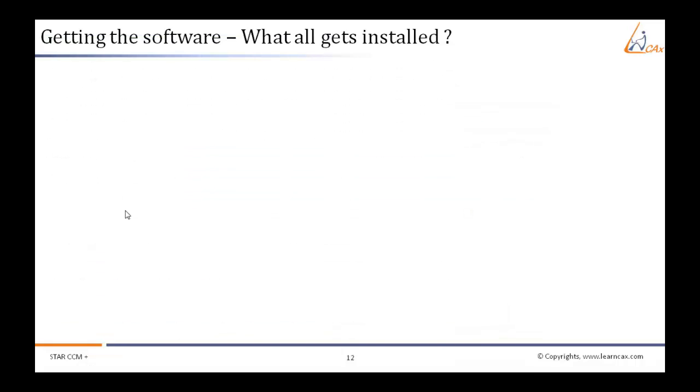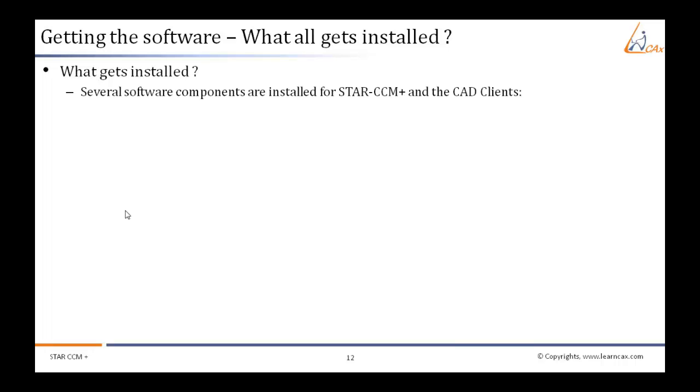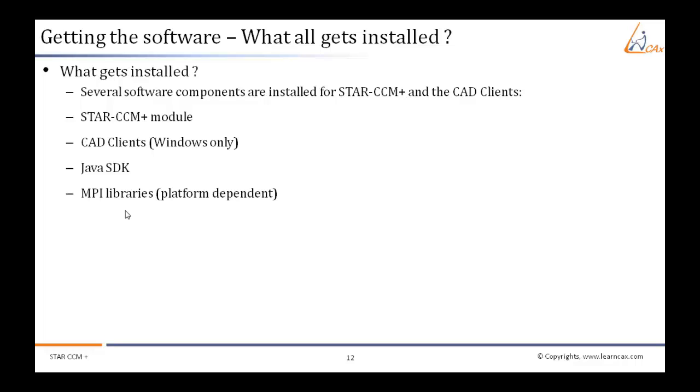When you install STAR CCM Plus, what all gets installed? Several software components are installed. There is the STAR CCM Plus basic module, CAD clients if you are using Windows, and Java SDK is installed. MPI libraries which are platform dependent are also installed in order to let STAR CCM Plus function properly. FlexNet utilities and user guide are also installed for licensing related issues.